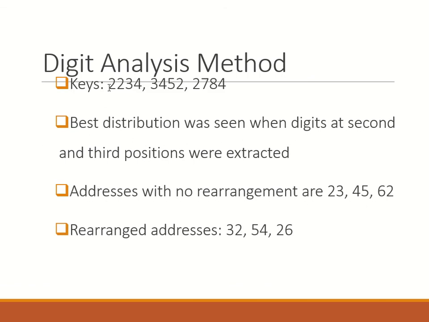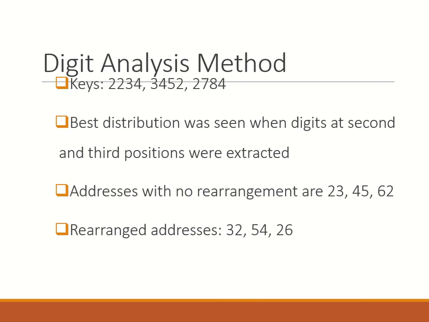Okay, so these are some examples: 2234, 3452, 2784. So here what we did is that in the second position and the third position, digits were extracted. So the first key 2 3 was extracted, in the second key 4 5 was extracted, and the third key 7 8 was extracted. Okay. Then what happens is, address with no rearrangement is 2345. It's not 62, it's actually 78. I think it was a mistake. Okay, so it is 23, 45 and 78. So if you want, you can rearrange it as 32, 54 and 87.